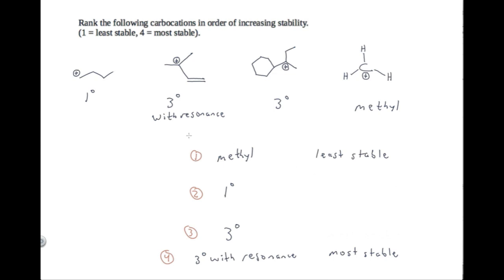And now we can write down our answer. The methyl has a ranking of 1, least stable. Then the primary has a ranking of 2. The tertiary has a ranking of 3, and the tertiary with resonance has a ranking of 4. So here's our answer.